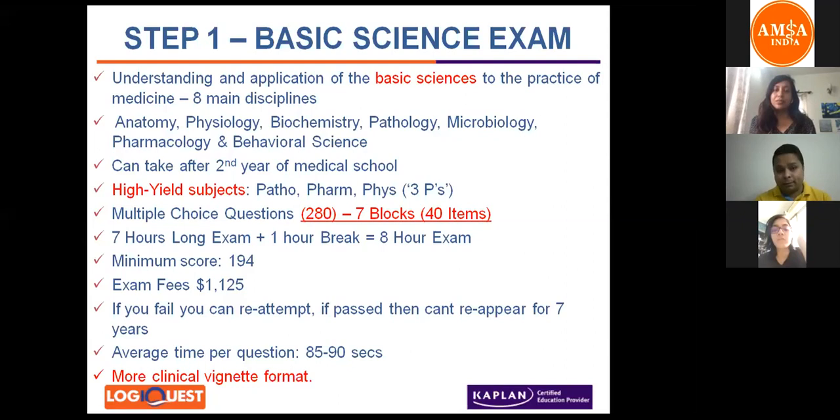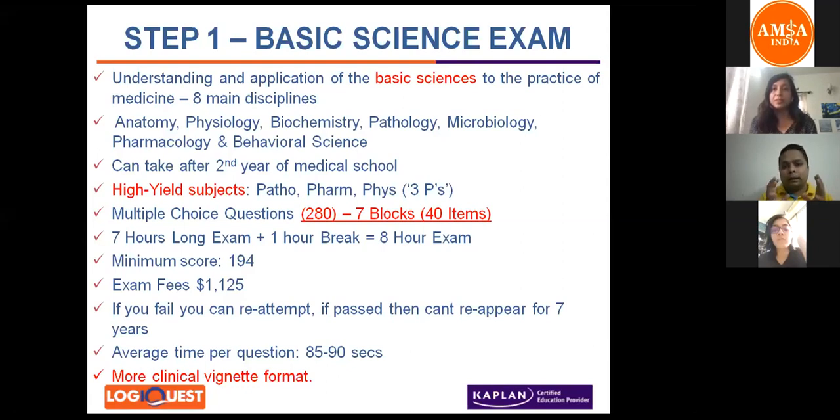If you fail, then you can reattempt, but if you've passed, then you cannot reappear for the next 7 years. The average handling time is about 85 to 90 seconds, and all the question types or pattern is a clinical vignette format, which is quite different from our MBBS pattern.